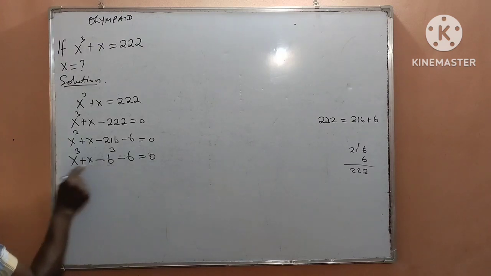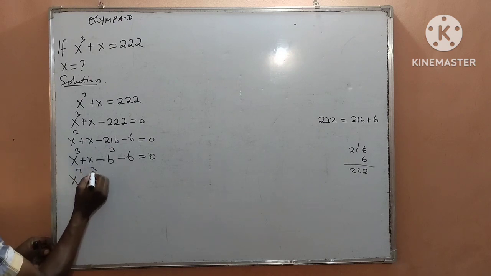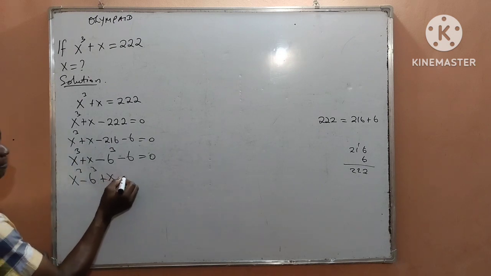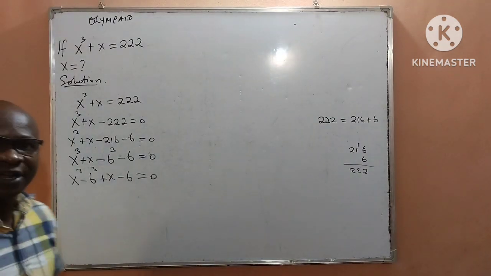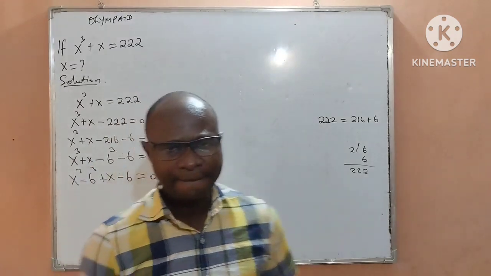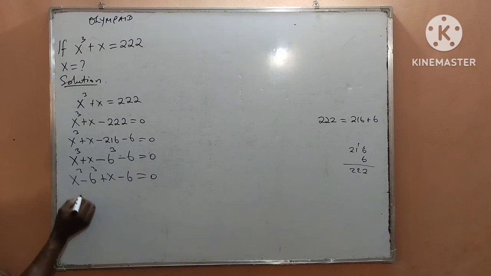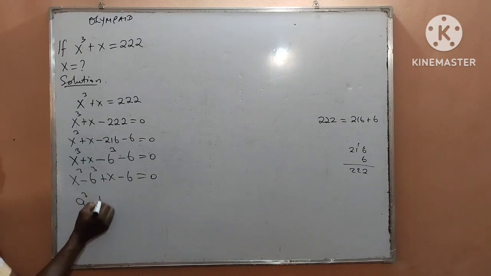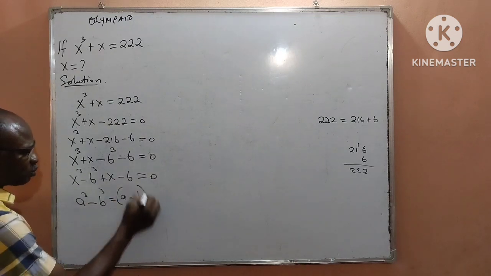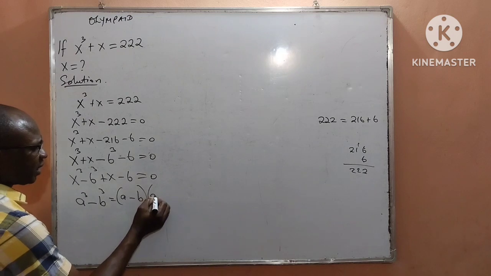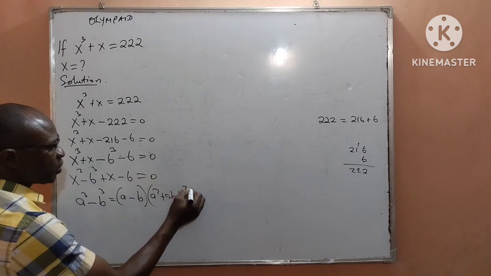Moving forward, I can move this to the front to have it as x to the power 3 minus 6 to the power 3. Then plus this x minus 6 is equal to 0. You can now apply difference of two cubes, which says that a to the power 3 minus b to the power 3 is equal to a minus b multiplying a squared plus ab plus b squared.